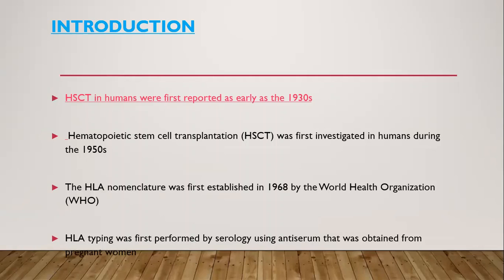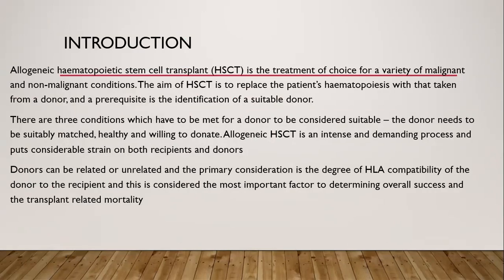So first, the introduction. Hematopoietic stem cell transplant was first investigated in humans during the 1950s. The HLA was first established in 1968 by the World Health Organization, WHO, and HLA typing was first performed by serology using antiserum that was obtained from pregnant women. So first we'll see the introduction.